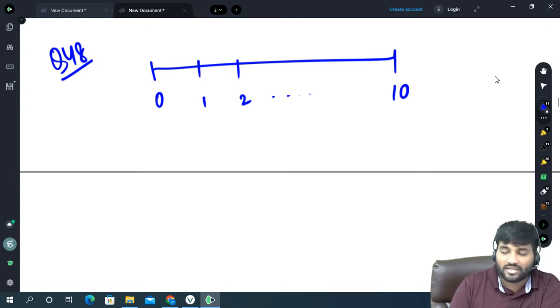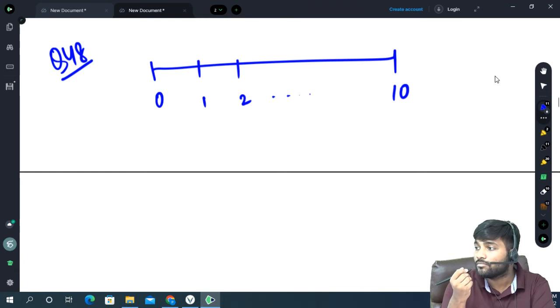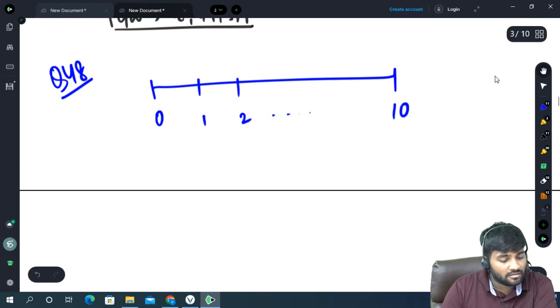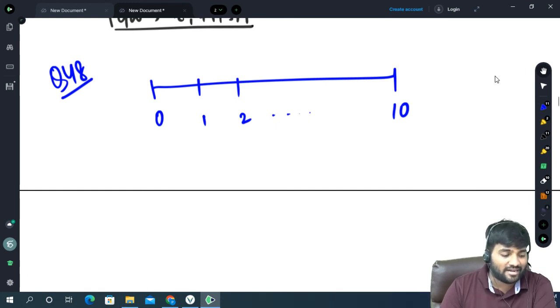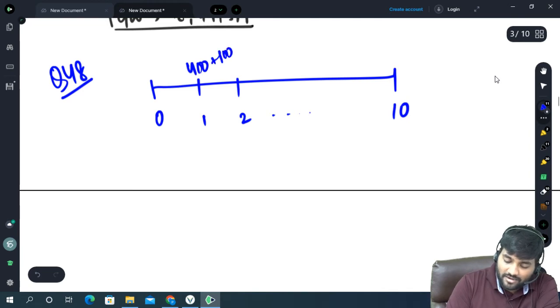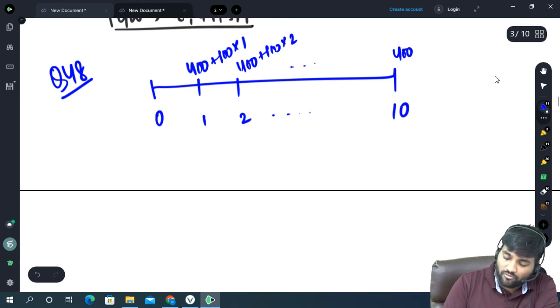If nothing is told, then what we'll do is, we'll assume payment is in arrears. Okay. What is the first payment? Actually, they have said made in 1 year's time. So, basically, it is arrears only. Okay. So 500 and each payment increase is 100. So we'll do 400 plus 100 into 1. 400 plus 100 into 2. And dot dot dot, the last payment will be 400 plus 100 into 10.